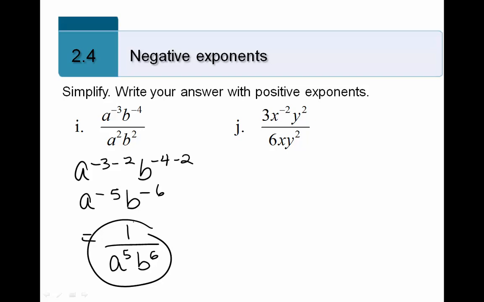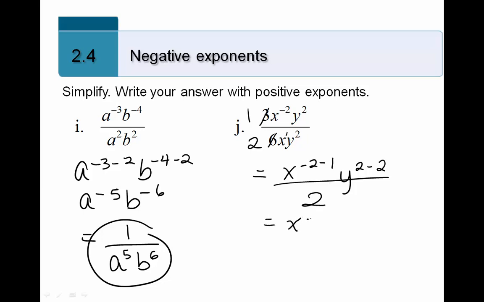Now notice in j I can reduce 3, 6. 3 divided by 3 is 1. 6 divided by 3 is 2. On my numerator, there's a 1 here. I have x to the negative 2 minus 1 and y to the 2 minus 2. Still have a 2 on the bottom. That will give me x to the negative 3 and y to the 0 over 2.